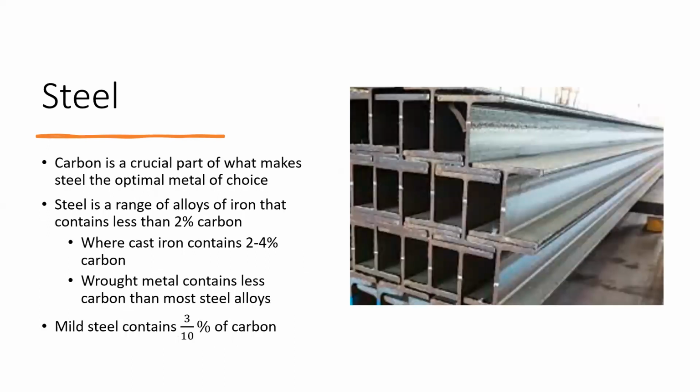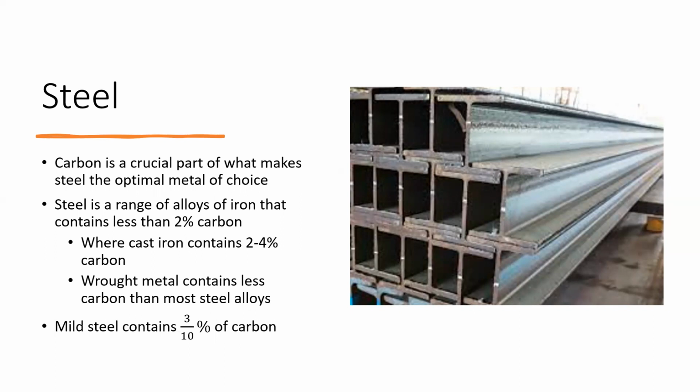Now, steel has the element of carbon in it. Carbon is a crucial part of what makes steel the optimal metal of choice. Too much carbon makes the metal very hard and brittle, like cast iron, and not enough of it makes it malleable, like wrought iron. Steel is a range of alloys of iron that contains less than 2% carbon.